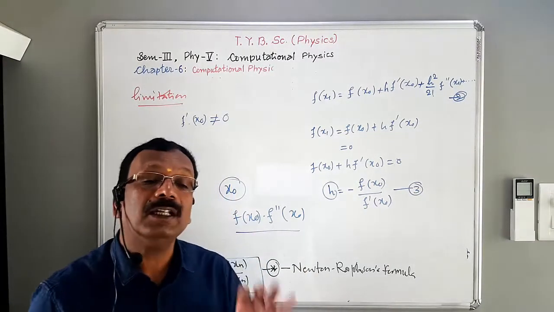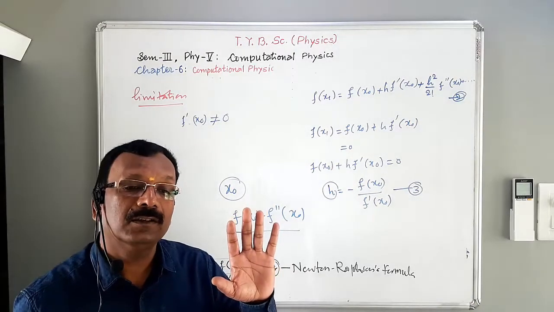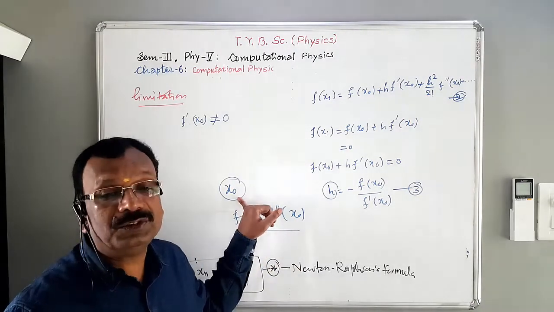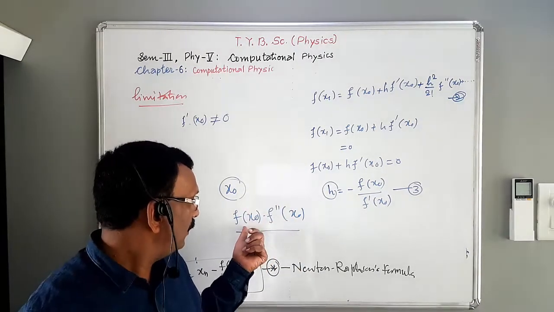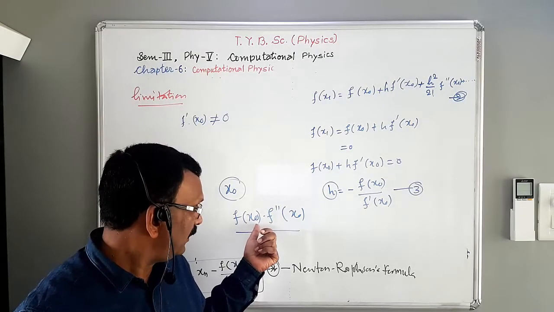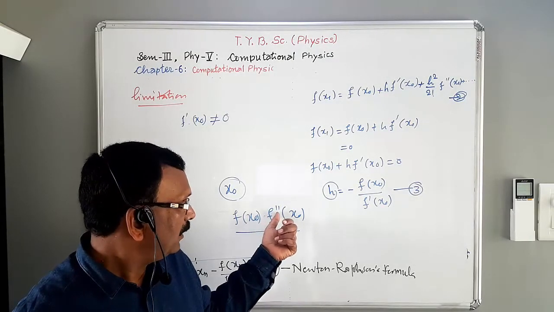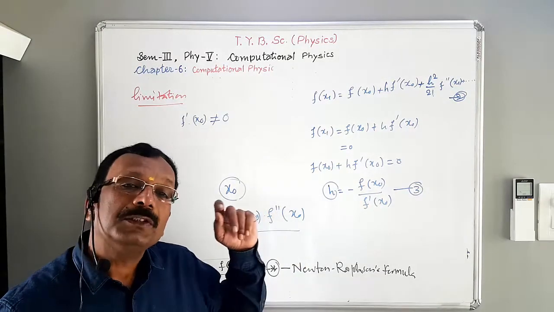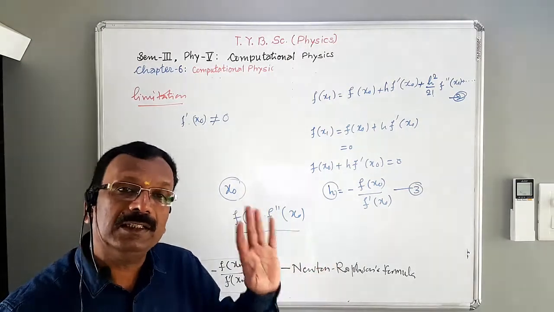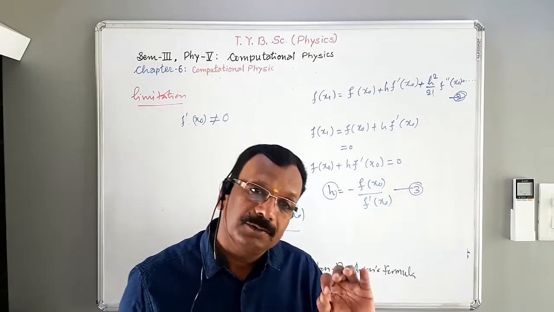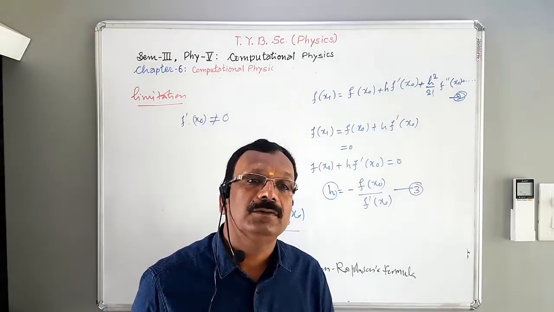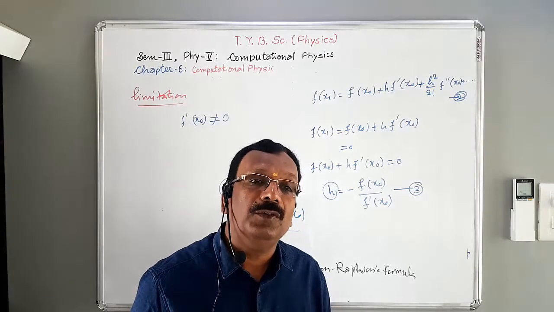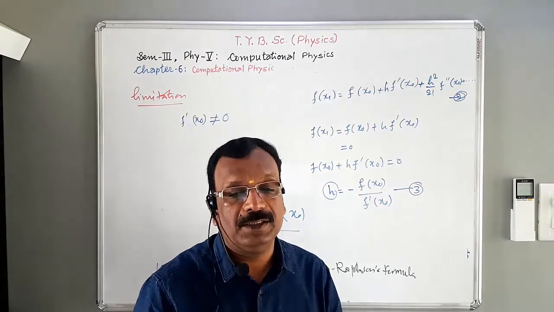What I say is, for better convergence of the method, select x0 such that the product of the function f of x0 into the second order derivative of the given function at x0 should be positive. Then and only then the obtained root of the given equation is correct.